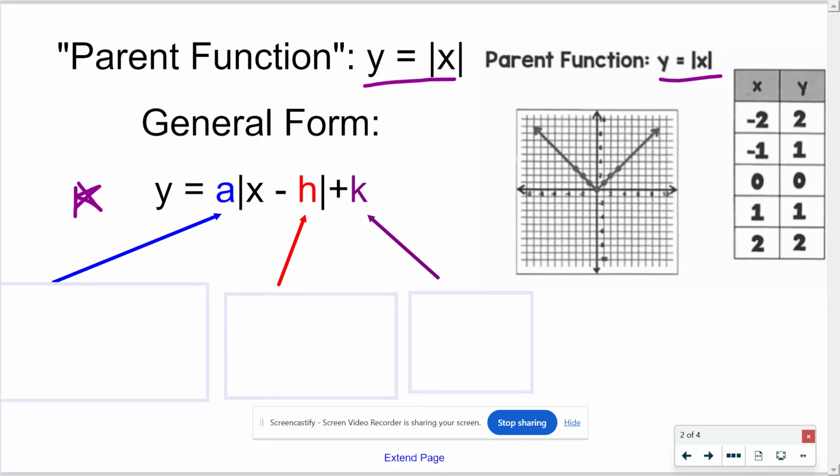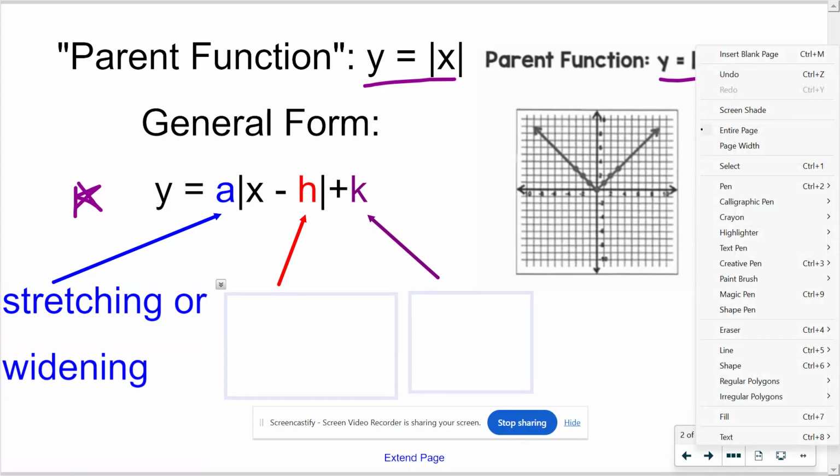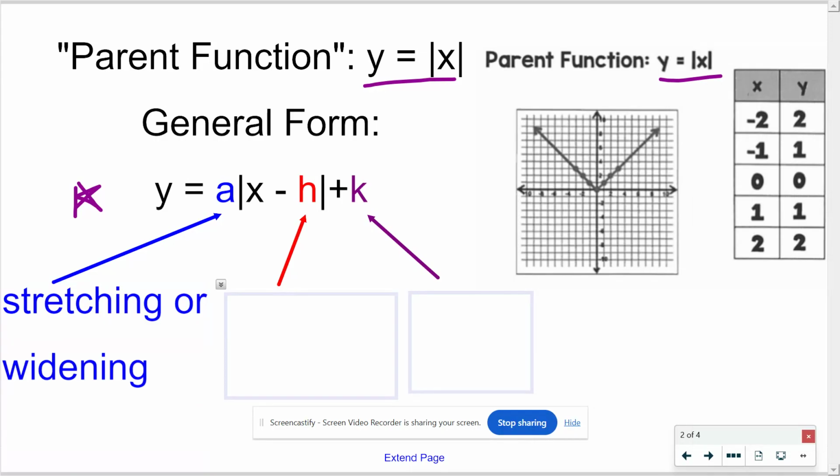Now, in your guided notes, I don't think there's a lot of room to write underneath each of the letters, and I apologize for that, but let's see if we can make it work for us. The letter a, the number on the outside of the absolute value, almost attached to the absolute value sign, is going to tell us how much it's stretching or how much it is widening. So it's going to tell us, are we looking more narrow of a V, or are we going to look more wide of a V?